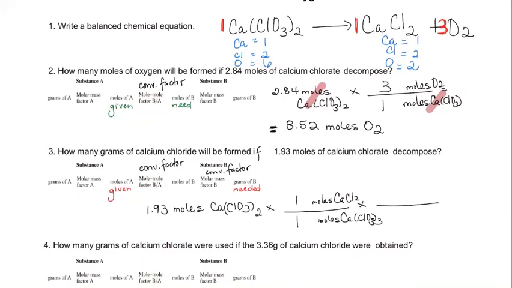Now, in the last step, we're going to say 1 mole of CaCl2 corresponds to grams of CaCl2. So we need to calculate the molar mass of CaCl2.